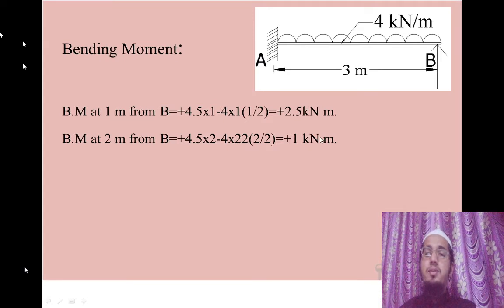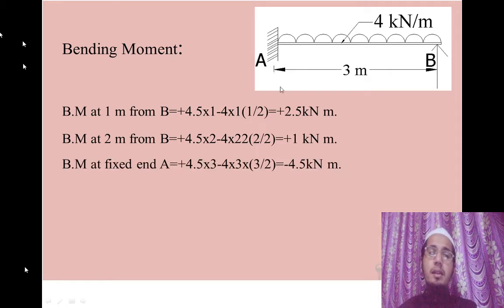So, both are positive. Now, you can see the bending moment is reducing. At the prop end it is 0, at 1 meter 2.5, at 2 meter 1. So, it is decreasing. So, at A it may become negative, let us see. So, at support A, that is at a distance 3 meter from B, 4.5 into 3 minus 4 into 3 into 3 by 2, we will get minus 4.5 kilonewton meter. So, here at the fixed end it is a hogging moment of negative 4.5 kilonewton meter.